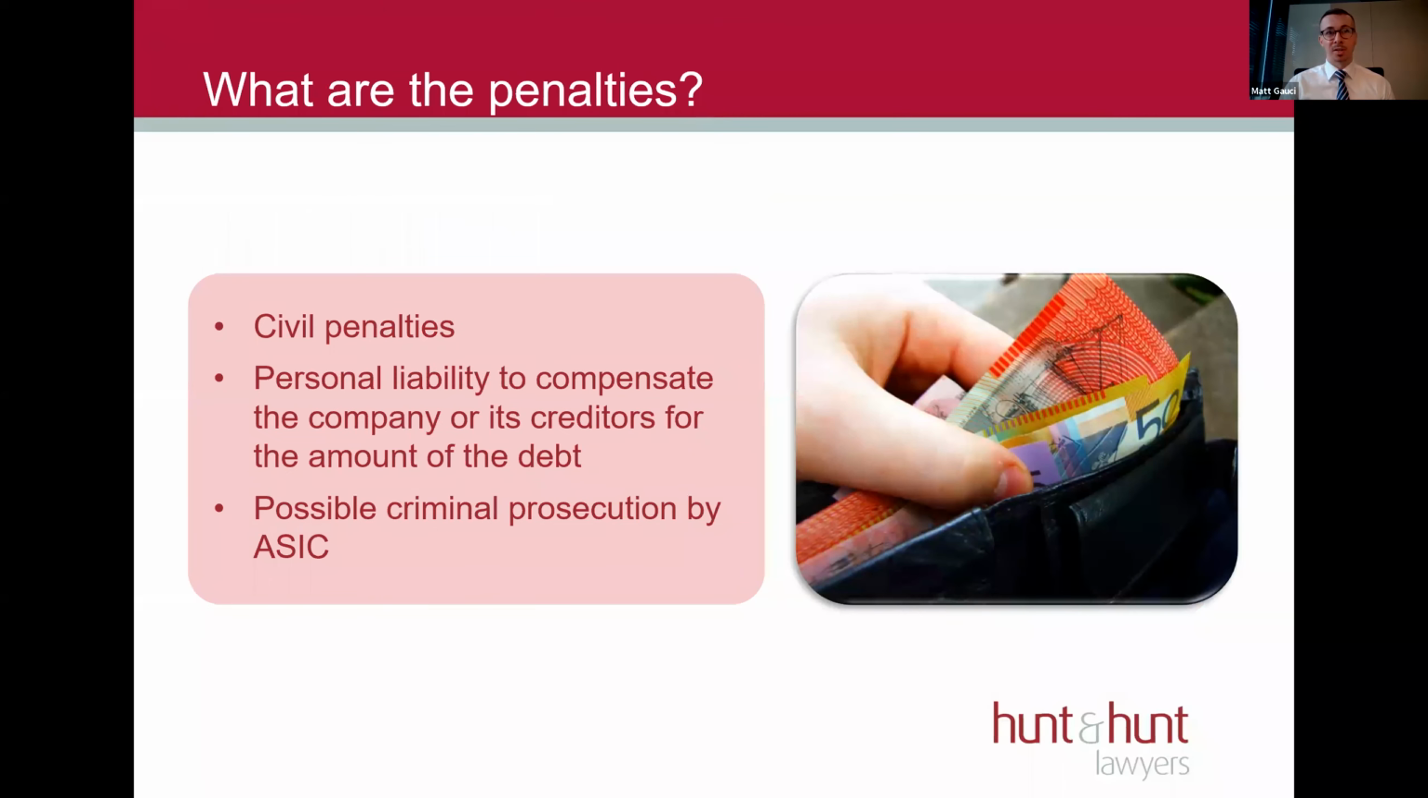And there are penalties for insolvent trading, and they can be civil penalties up to approximately $200,000. There can be personal liability for directors to compensate the company or its creditors for the amount of the debt that's been incurred. And there's possible criminal prosecution by the regulator, and that's ASIC.